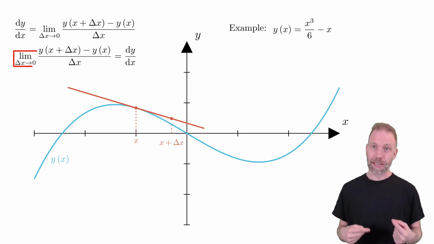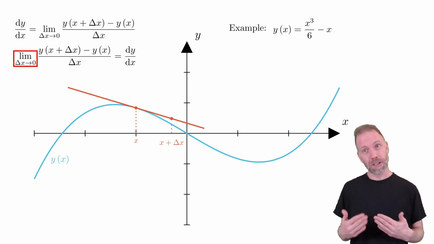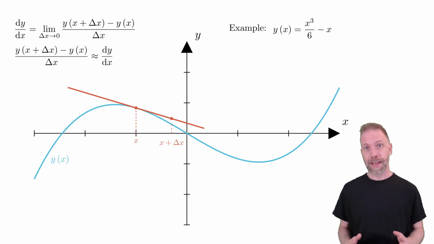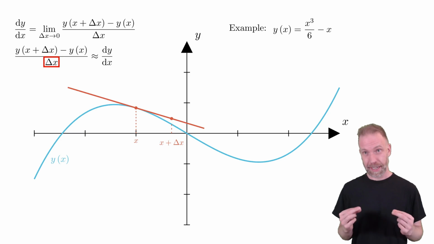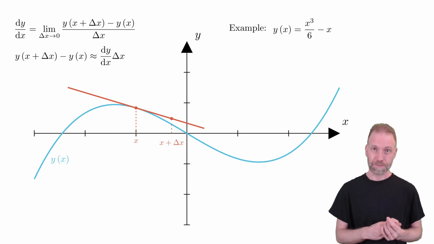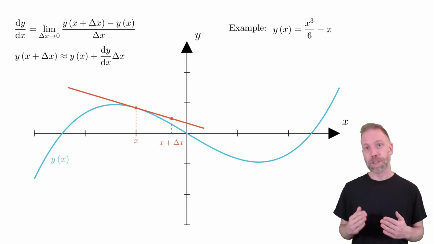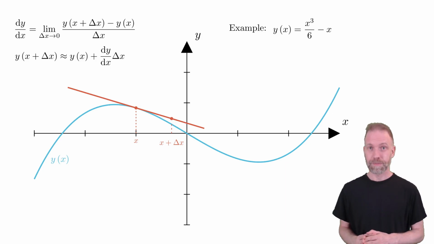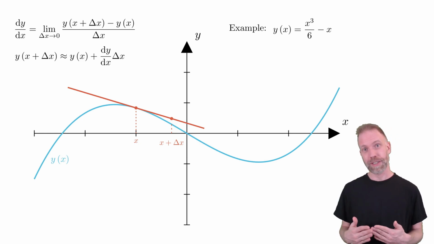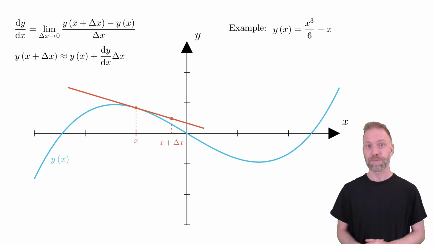Start by dropping the limit expression, which turns the equality into an approximation. Then multiply both sides with delta x and move y of x to the other side. This is a simple approximation of y of x plus delta x, which we will use in many mathematical derivations. For those familiar with Taylor series, this is a first order Taylor series expansion of the function.